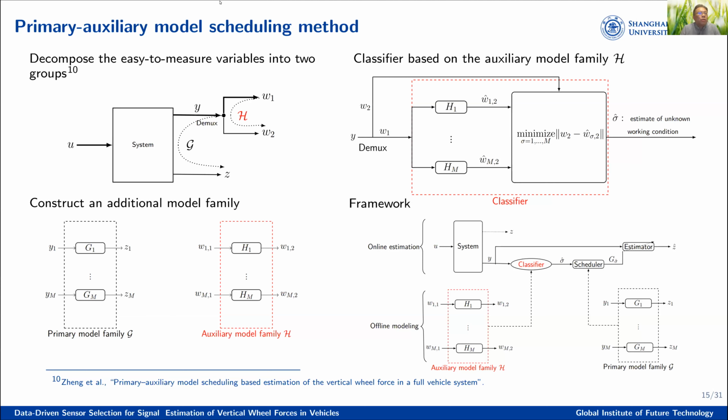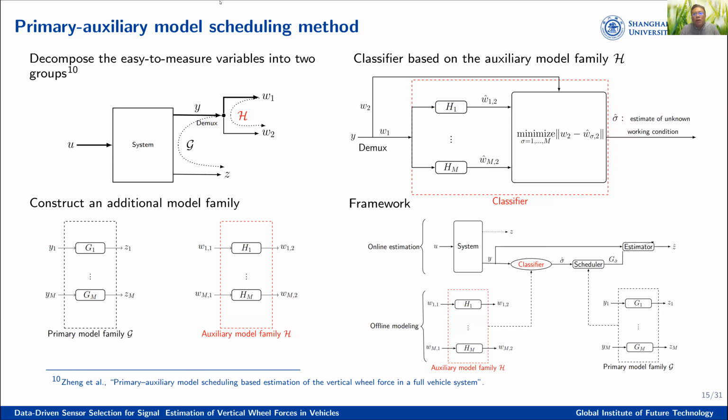or we identify the correct working condition. So in this case, in addition to the original sensor-to-sensor modeling G, we generate a new model family called H, which we call the auxiliary model family H. The reason we build this is to use the family H as a classifier based on system identification, and we can classify using the figure on the top right to identify the most accurate working condition the vehicle is currently running in.